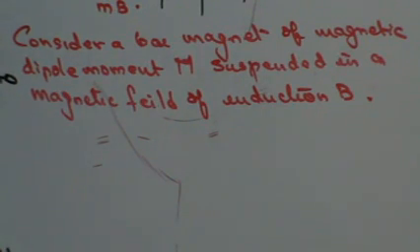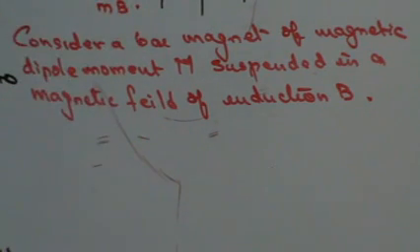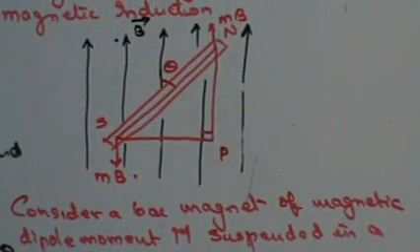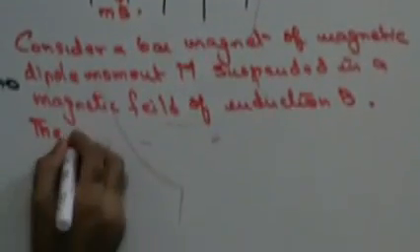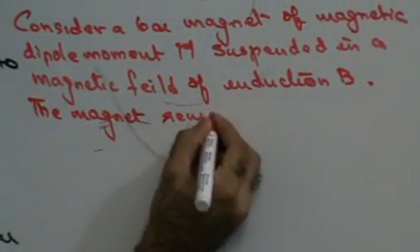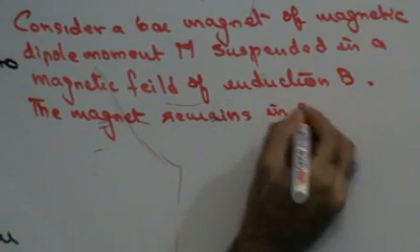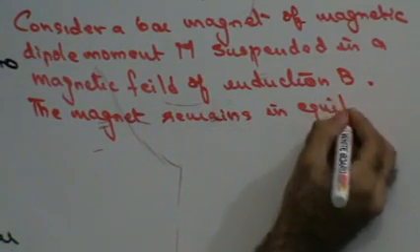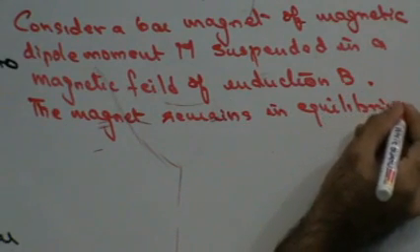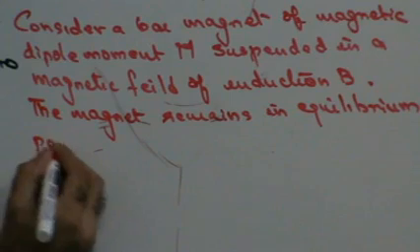If the magnet is released, see, initially I am keeping the axis of the magnet and the magnetic field parallel to each other, right? The magnet remains in equilibrium position with its axis.